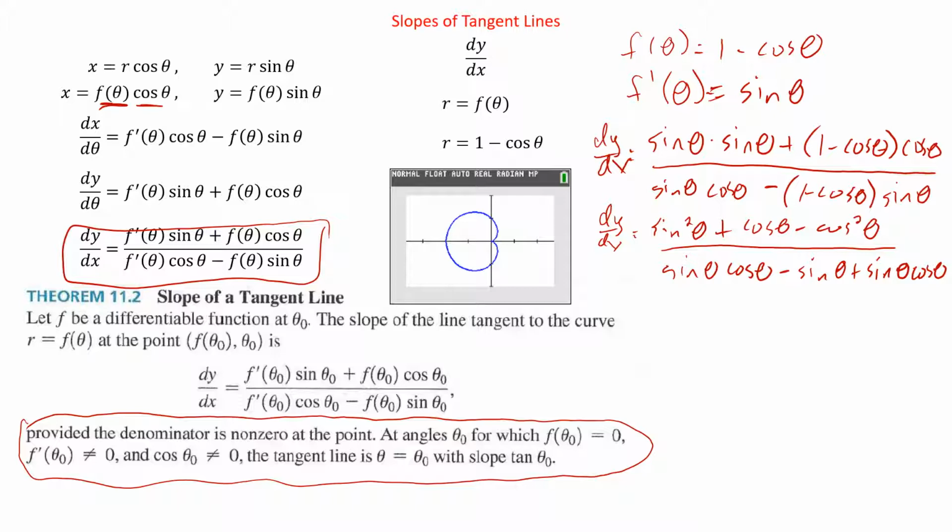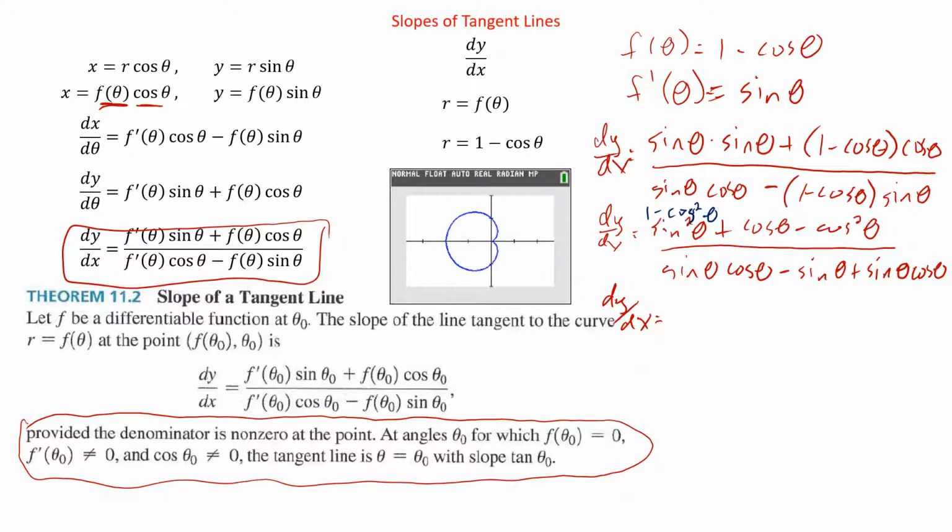And so we can simplify some more. dy over dx equals, so the top we almost have a Pythagorean identity. Sine squared plus cosine squared equals 1. This is sine squared minus cosine squared. Doesn't quite equal 1. However, the sine squared, we can use sine squared plus cosine squared equals 1 to get sine squared will equal 1 minus cosine squared of theta, which will leave us with only cosines in the numerator.